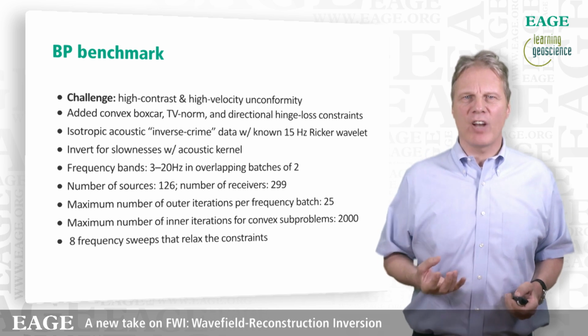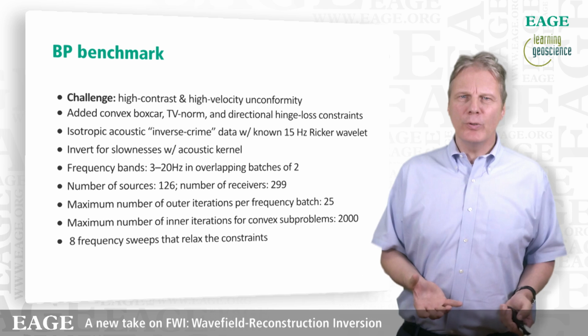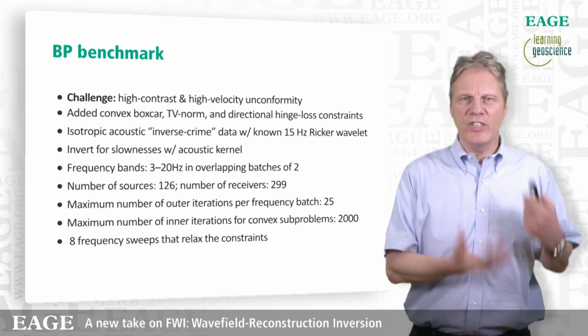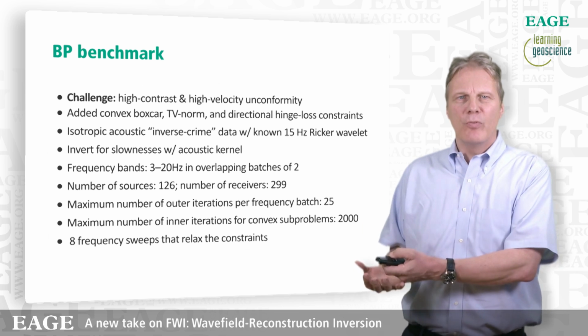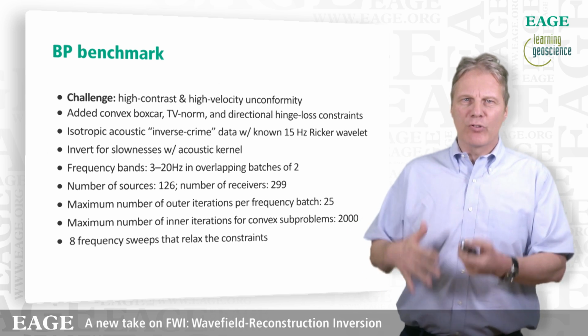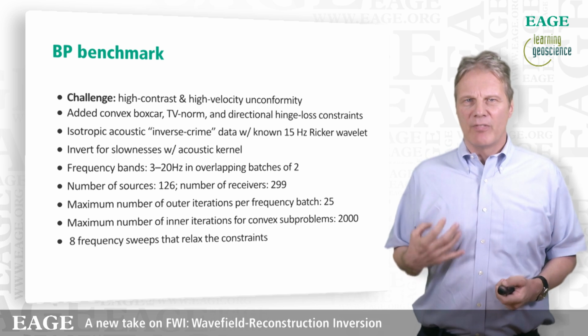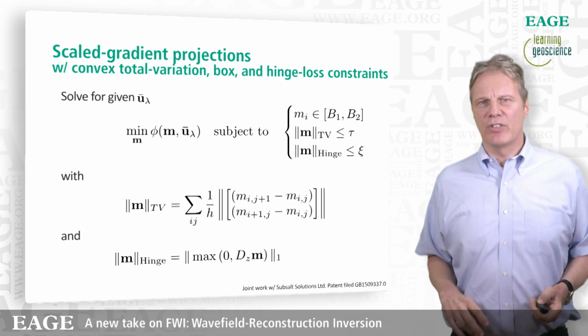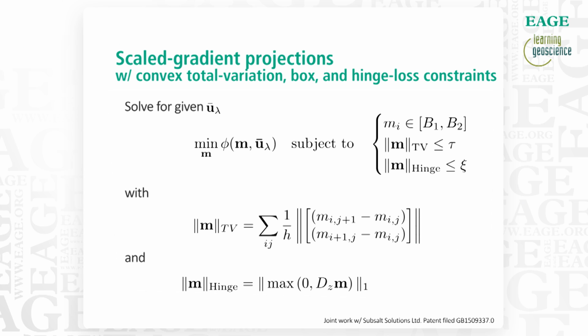Okay, now this brings me to the last benchmark, which is very challenging in the sense that it has high contrast, high velocity unconformities, and we will start at high frequencies with a very poor initial model. Now I will run a movie for you where on the left we use conventional WI without any convex constraints, and on the right we impose additional constraints that constrain the minimum and maximum value, the total variation norm on the recovered slowness, and a directional hinge loss constraint. I will show you details of that mathematically in a second.